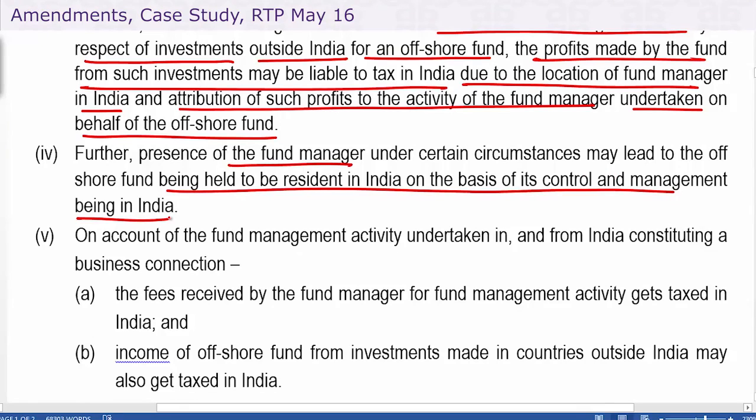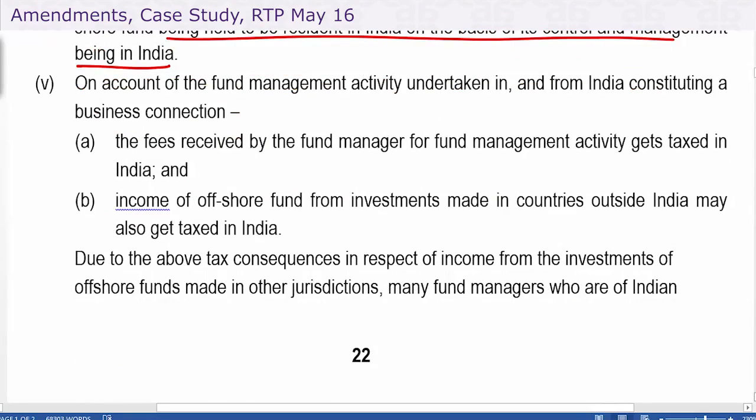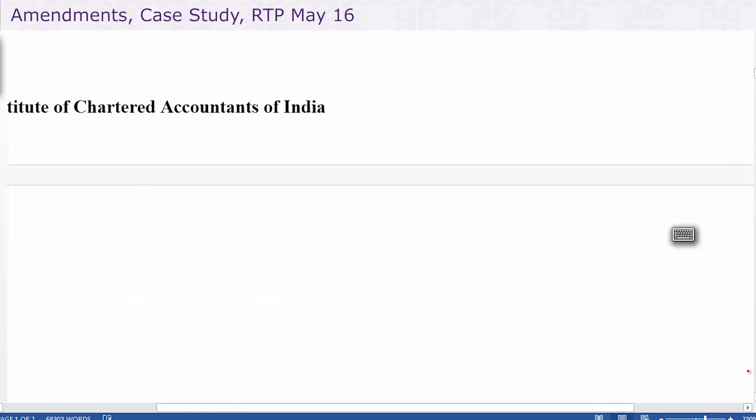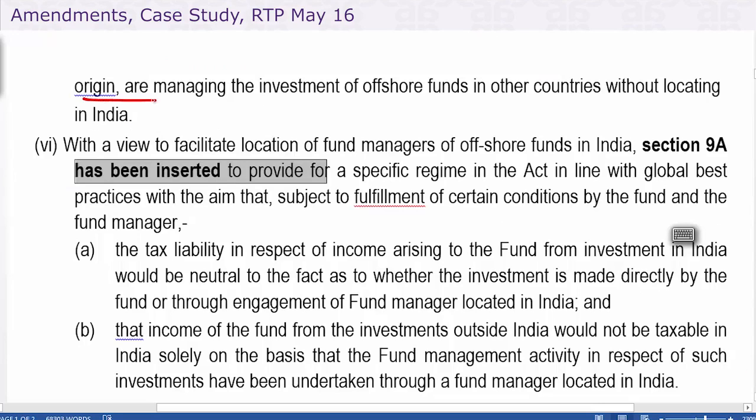Now with regard to this, he says, on account of the fund management activity undertaken in and from India constituting a business connection, अगर हम fund manager को fund के साथ business connection में डाल दे, if we treat that as a business connection, then the fees received by the fund manager gets taxed in India, and income of offshore fund from investments made in countries outside India may also get taxed in India. Due to the above tax consequences, he says, many fund managers who are of Indian origin are managing the investment of offshore funds in other countries without locating in India.